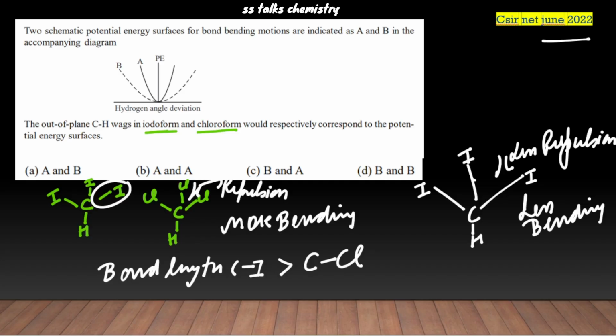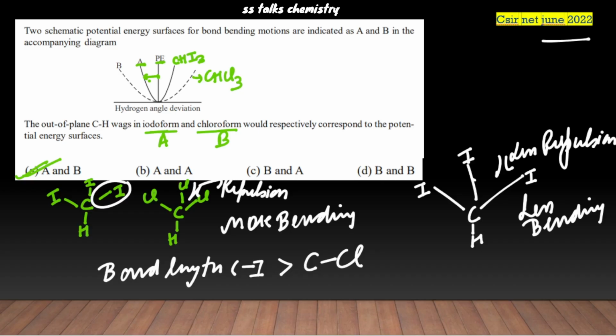Okay, so from this potential energy diagram that has been given, the central line, the one showing less bending, which is the A1 that you are seeing, this displacement is basically representing the bending that you are observing, right? More repulsion means more displacement from the main position. Here the less displacement corresponds to iodoform, and here the more displacement, due to more repulsion, corresponds to chloroform, right? So iodoform is in A and chloroform is in B1. So option A becomes the right answer.